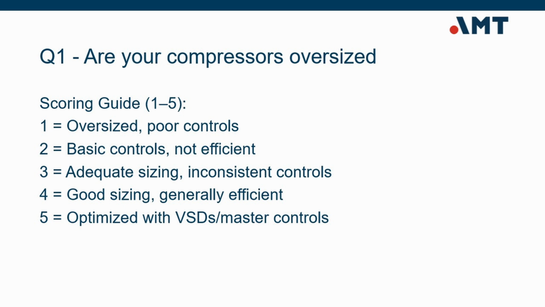Even worse, oversizing often leads to the wrong control strategy. A larger compressor running in load-unload mode at low demand is extremely inefficient. The best practice is to size the compressor based on measured demand and use controls that match supply to demand. Take a moment and score your system from 1 to 5 based on this guide. Once sizing is right, the next place waste hides is on the demand side and in the distribution.